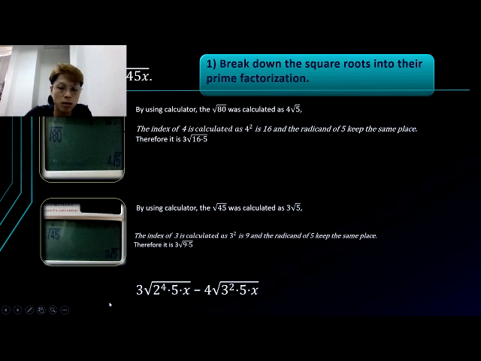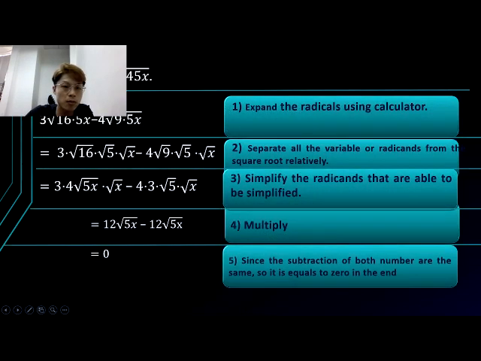We want to put it in, so we do the same. For the first step, we expand the radicand using the calculator. Then second, we separate all the variables or radicands from the square root respectively. So basically we also just take out from here, we take it outside. So it's 3 multiplied by square root 16 multiplied by square root 5 multiplied by square root of x, minus 4 square root 9 multiplied by square root 5 multiplied by square root x.